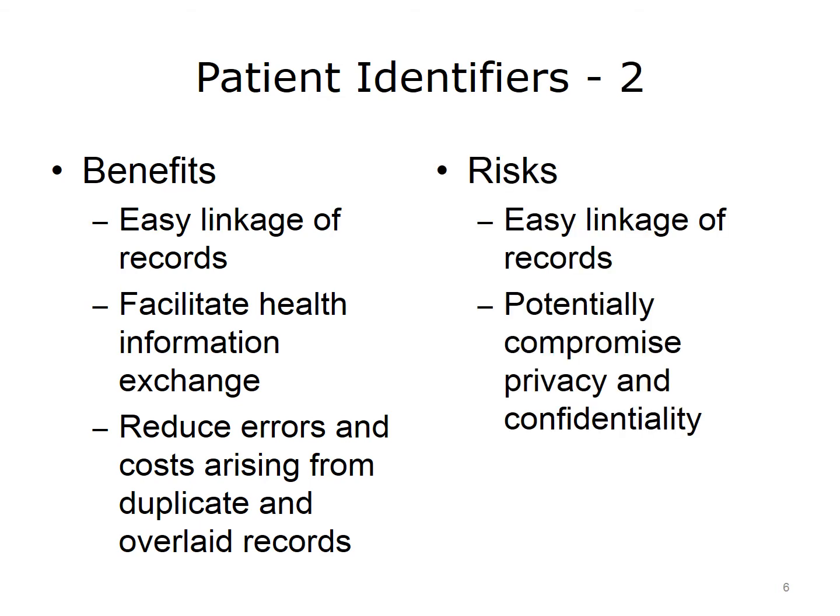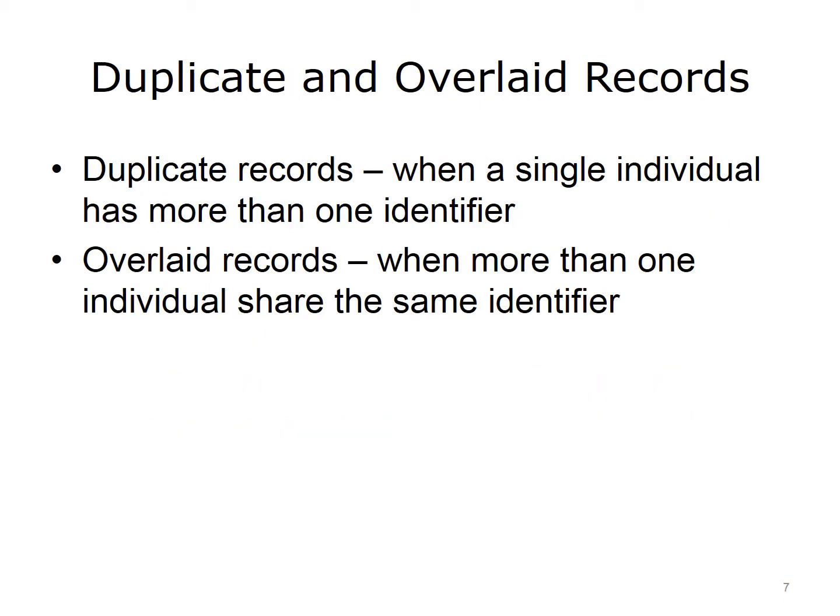What are the risks of patient identifiers? There is actually the same easy linkage of records, which potentially compromises privacy and confidentiality. We know that there are challenges with both duplicate and overlaid records. Duplicate records are when more than one record exists for a patient, whereas overlaid records are when more than one patient is mapped into the same record.